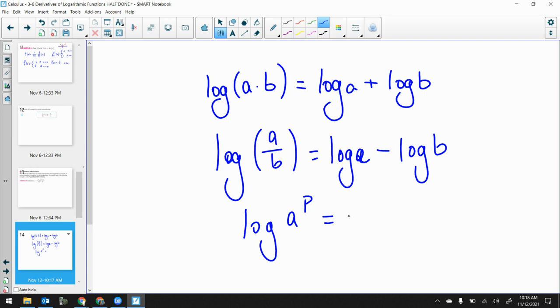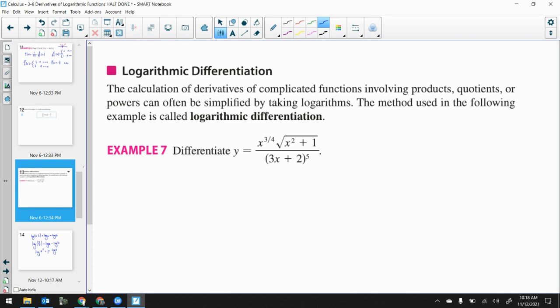Bring it out front. P times log of A, right? That's Algebra 2. You better go back and thank Mr. Grubb for all that. So we all remember those, right? We all remember our rules about logarithms, right?